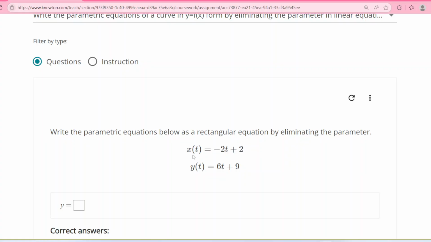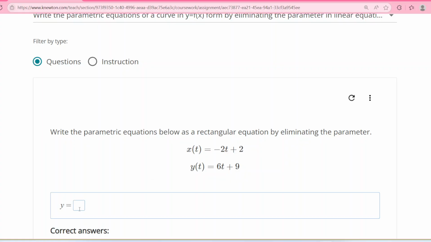Right, so you see here the x coordinate of whatever location we're at depends on parameter t. So does the y coordinate. Y is a function of this parameter called t as well. X of t is negative 2t plus 2. Y of t is 6t plus 9, right? Both linear equations in t.